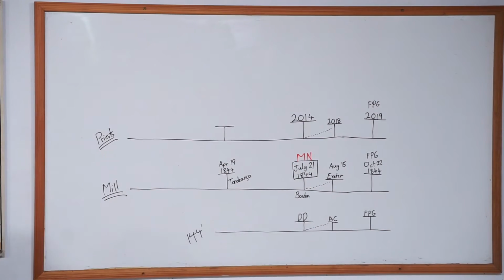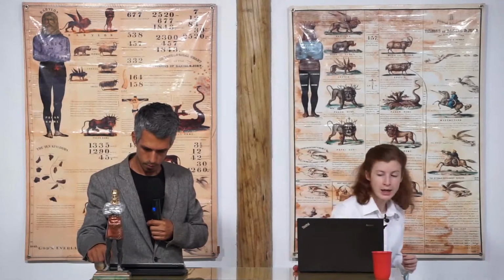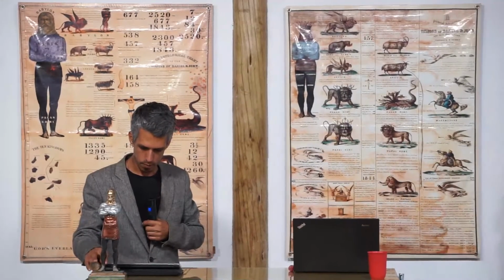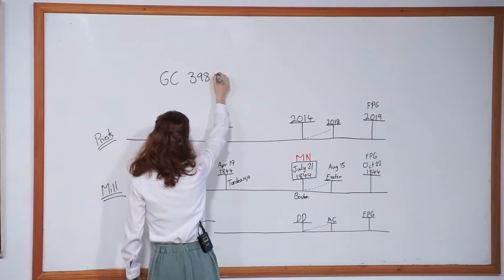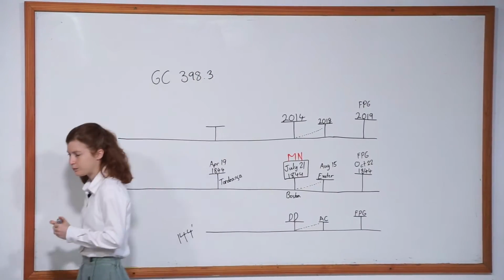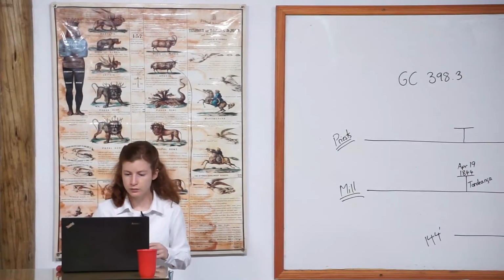A couple of quotes. I just want us to show that from Millerite writings, beginning with Ellen White. Great Controversy, 398.3.